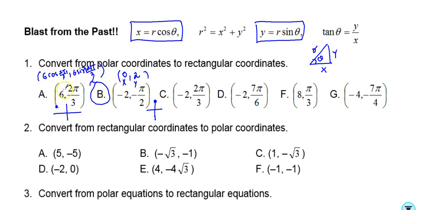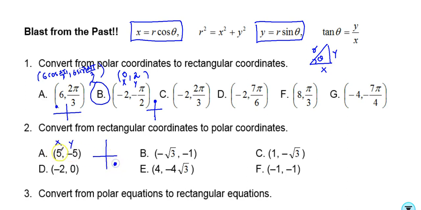You will need to know the unit circle angles to change to rectangular coordinates. Let's take a look at one more here, 5 and negative 5. This is x and y. You need r and theta.